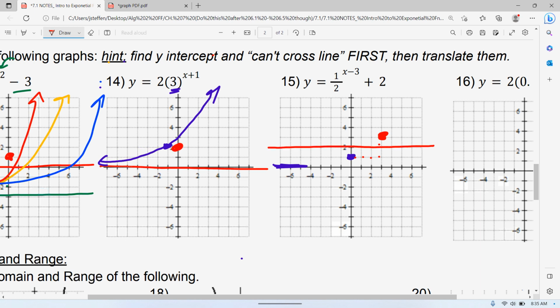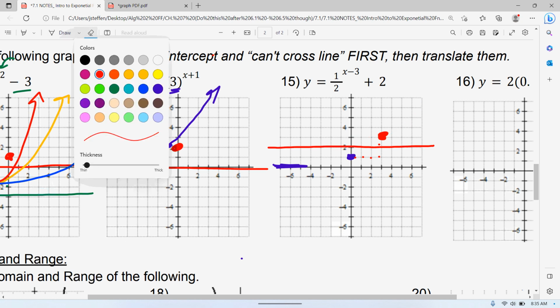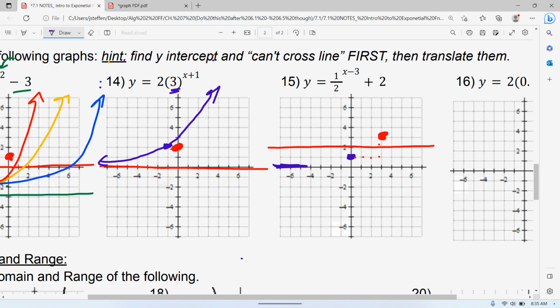Now, the tricky thing with this one is that it's a decay problem. So make sure you do not draw your graph like this. You get partial credit, but it's a decay problem. So it starts up here and gets smaller and smaller. Don't cross that line.